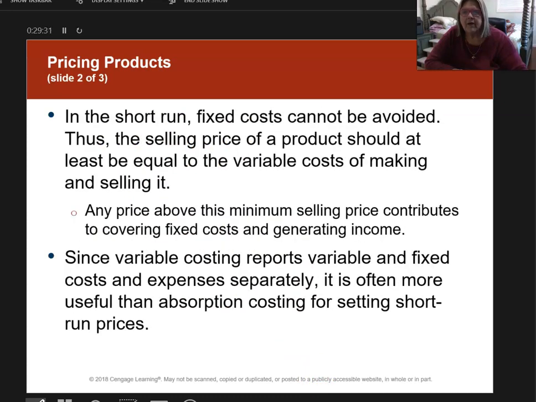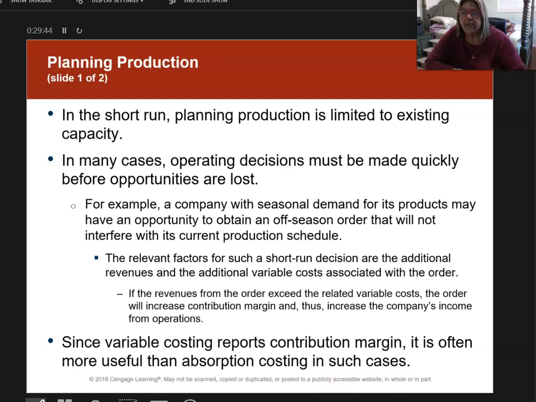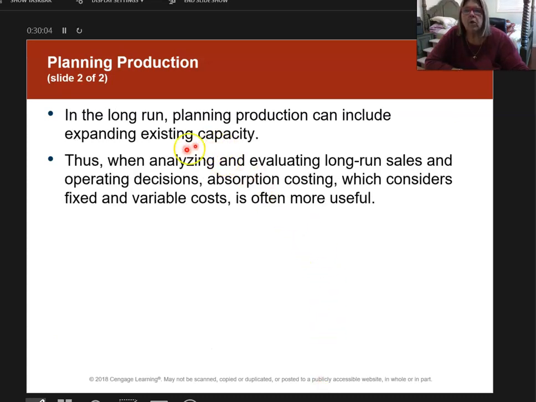Here it talks about short run and long run, and I'll let you take a look at that. A lot of these slides, guys, I'm not going to read. You can stop and read yourself. Planning production talks a little bit about that: short run, how to plan production. There are a lot of things that happen in the short run because things change all the time. Sometimes you can't get your material. Sometimes there's a delay in delivery. All kinds of things could happen. But planning production is limited because of capacity. Long run, it's a whole lot easier. And again, I'm not going to go over all of this.